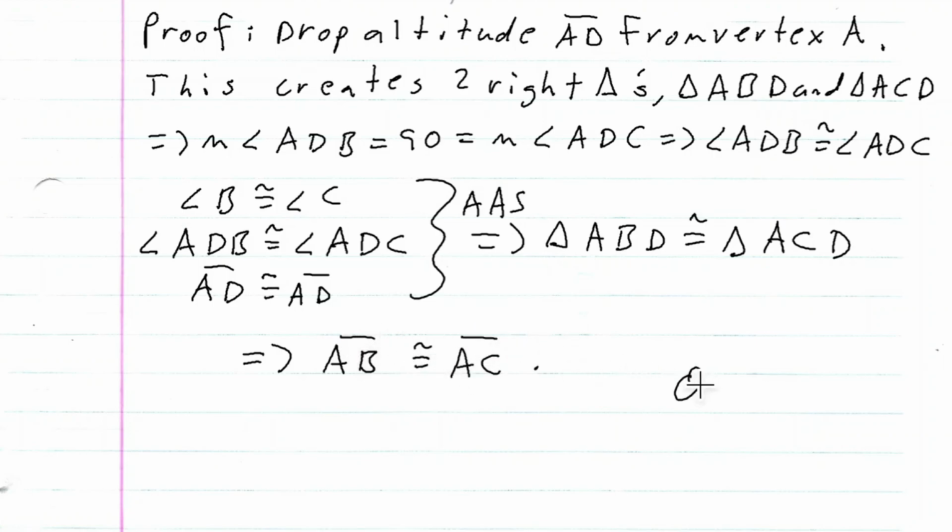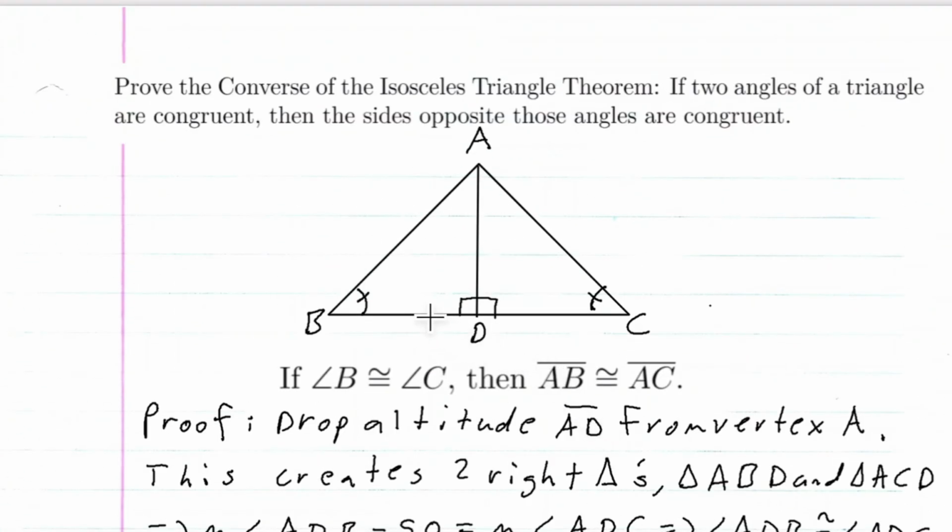And that is the proof. That was what we set out to do. So remember, whenever you have two angles congruent to each other within a triangle, then you know the sides opposite those angles are also congruent.